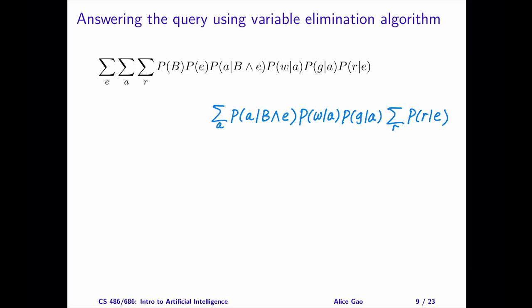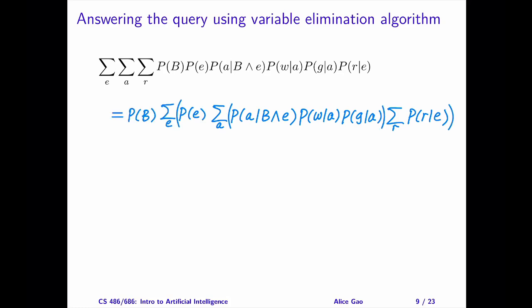The final summation is over E. The additional term involving E is P of E. We will move the summation to the right until it is at the left of P of E. This is equivalent to taking P of B and moving it out of all the summations.